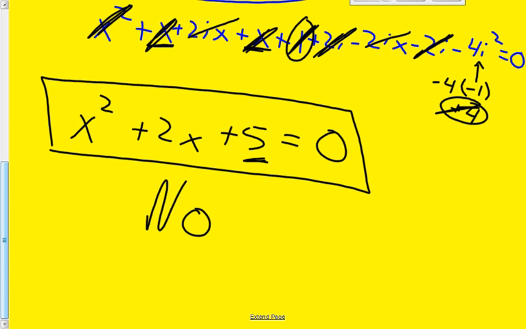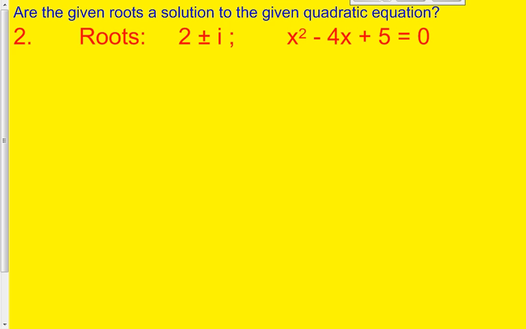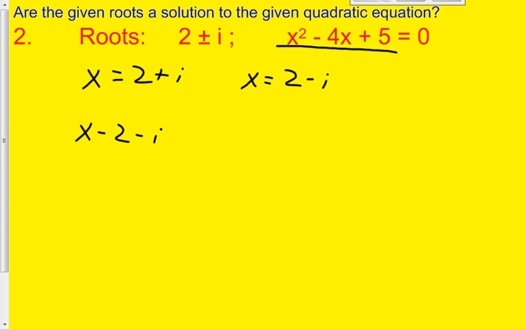Let's try the next one. The roots are 2 plus i and 2 minus i. So that's what x equals. x equals 2 plus i and x equals 2 minus i. We want to see if after we solve for 0 and multiply them together, we get x squared minus 4x plus 5. So x minus 2 minus i equals 0, and x minus 2 plus i equals 0.